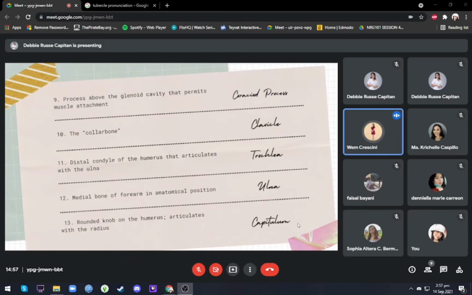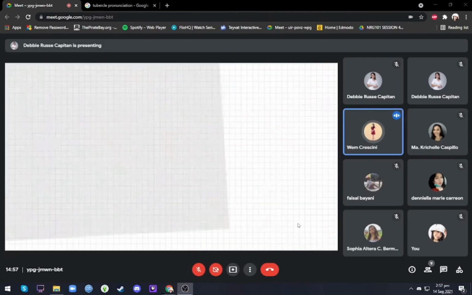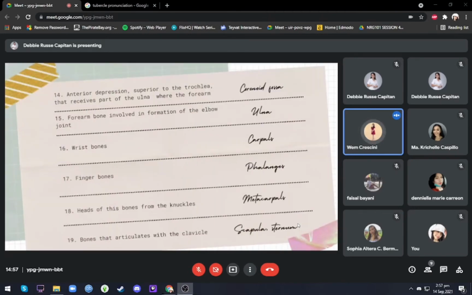Number 11 is the distal condyle of the humerus that articulates with the ulna, which is the trochlea. Next, number 12, the medial bone of the forearm in anatomical position, which is the ulna. Number 13, the rounded knob that articulates with the radius, which is the capitulum. Number 14, the anterior depression superior to the trochlea that receives part of the ulna when the forearm is flexed, which is the coronoid fossa.